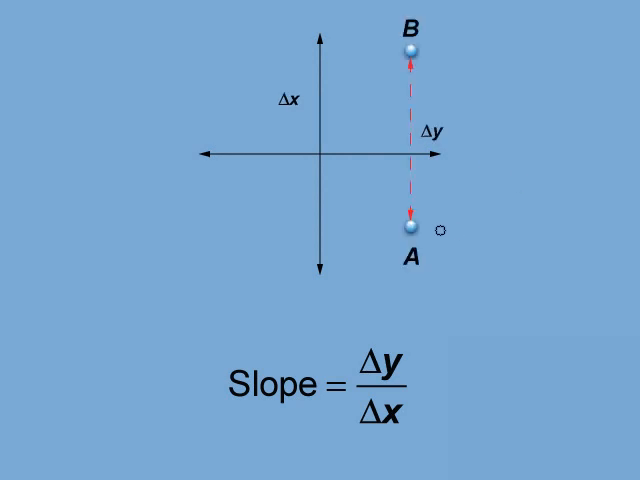Finally, there's the case where A and B are collinear along a vertical line. In this case, delta y is easily seen, but there is no delta x. In other words, delta x is equal to 0. Because the slope formula involves division by delta x, and since division by 0 is undefined, then a vertical line has an undefined slope or no slope.